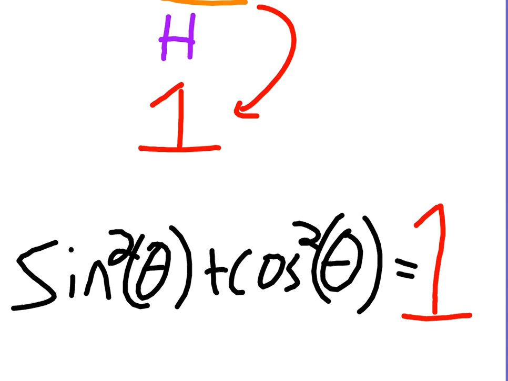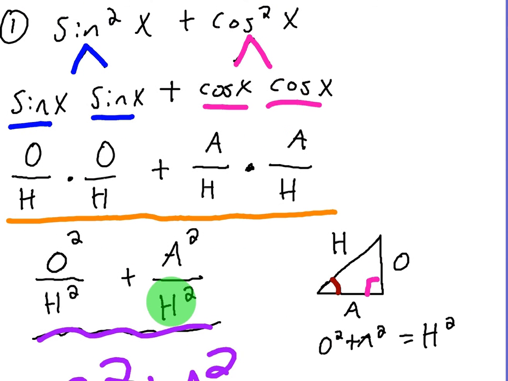That's it for our first proof of sine squared plus cosine squared is equal to 1. If you have any other questions about this, let me know.